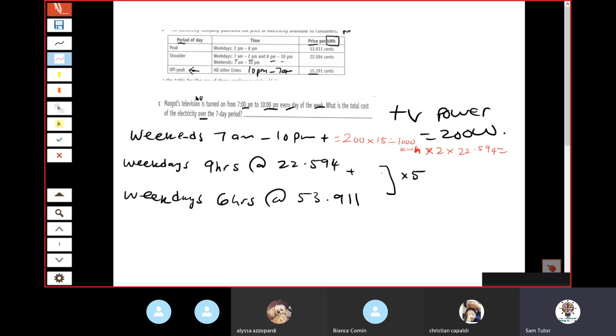Weekdays are going to work like this. 200 times 9 hours divided by 1,000 times 5 days times 22.594 equals, and then that plus this one, which will be 200 times 6 hours divided by 1,000 times 5 days times 53.911. And that should give us our final answer, which I have to do slowly now.